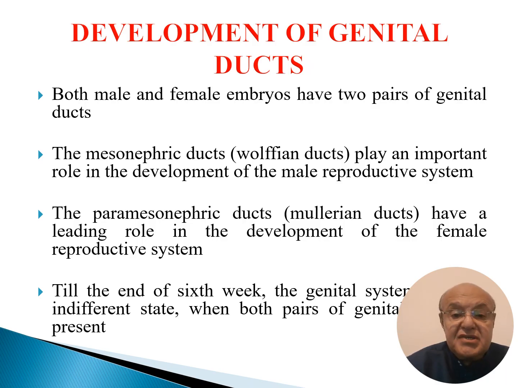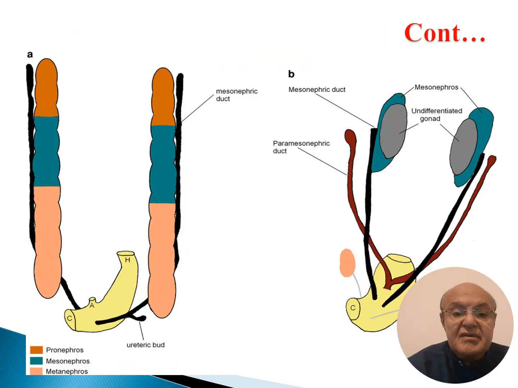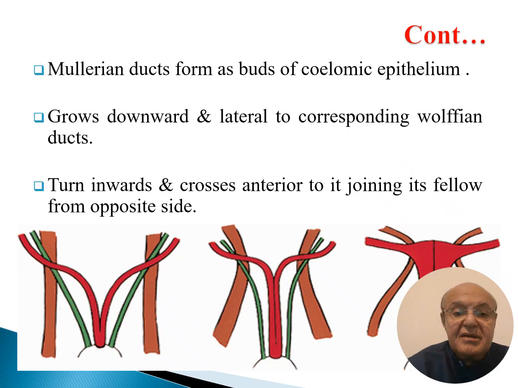Till the end of 6 weeks, the genital system is still indifferent. Both pairs of the genital ducts are present. This is just a diagrammatic picture.